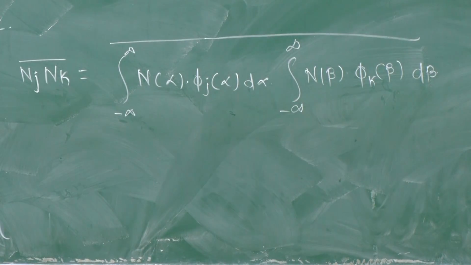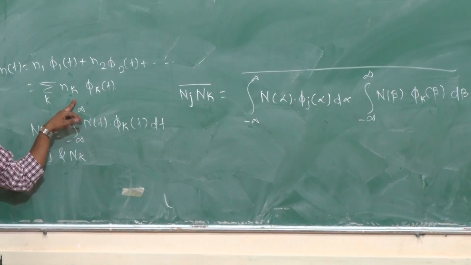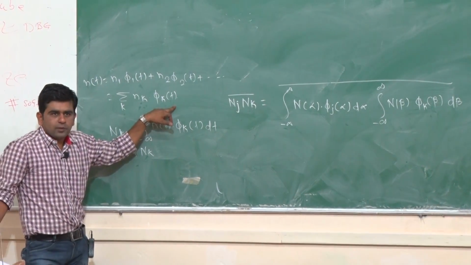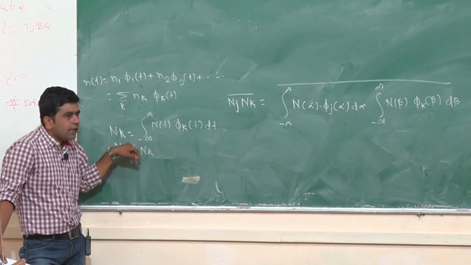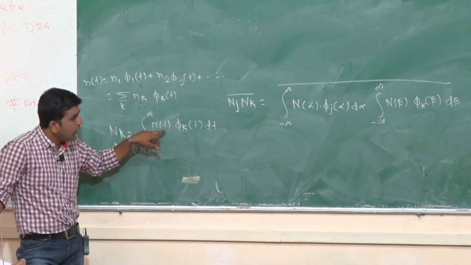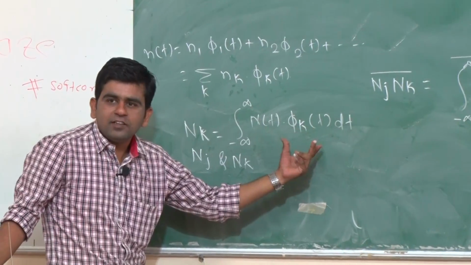Yes, from this one, n of t can be represented as the summation of n_k, the coefficient or projection of n of t on the kth basis function, times the kth basis function. Here n_k, this coefficient, is calculated as the integration from minus infinity to infinity of n of t multiplied with phi_k of t dt, that is the basis function.